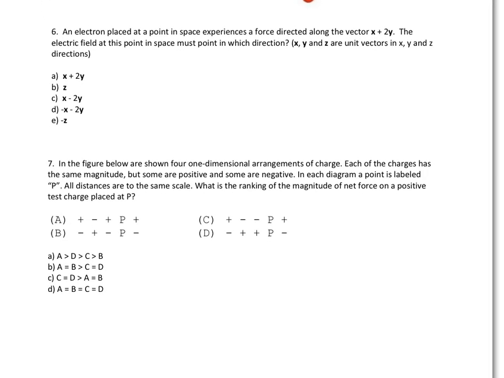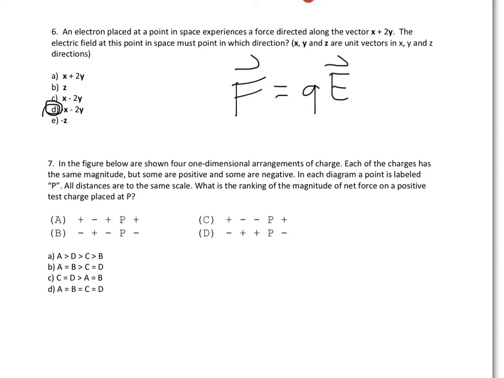In problem 6, you have an electron that experiences a force directed along the vector in the direction of x plus 2y. In what direction is the electric field? Well, the fundamental relationship is that the force on a particle is equal to the charge on that particle times the electric field at the point where the particle is located. Since the charge on an electron is negative, the force is in the opposite direction of the electric field. So the force lies along this vector, so the electric field must be in the opposite direction, which is just minus x minus 2y. So the answer is D.